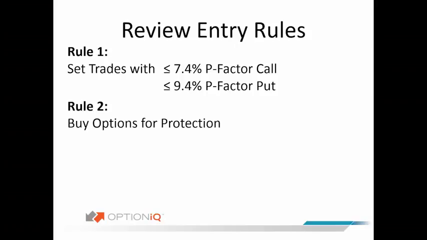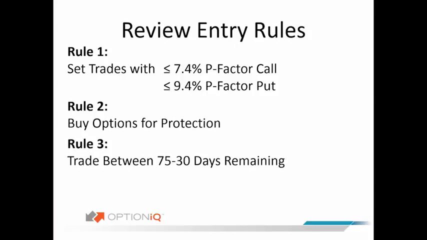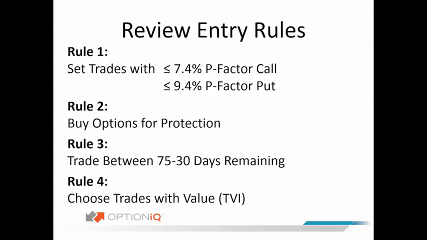Rule two was buy options for protection. Depending on what strategy you're using, you might buy inside protective options or outside protective options, or a mixture of both. Number three, you're always going to set trades between 30 days remaining and no more than 75 days remaining when you enter the position. And rule number four, you're always going to choose trades with the TVI value of over 30. Okay, again, those are our entry rules.